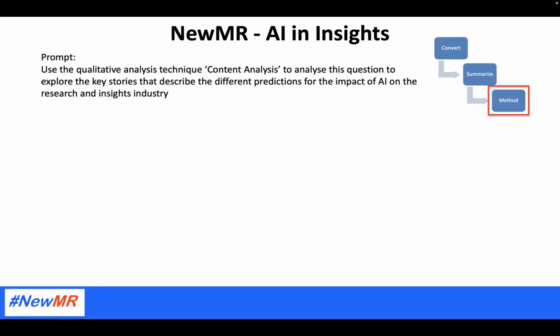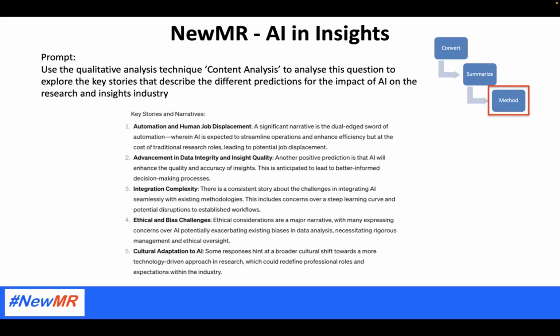So I could ask it to apply content analysis to analyze the questions. When it does that, it comes back with various categories. This is not about what it found. This is about how to do the process. You can look at the slides if you're interested in what it was finding. Job displacement, integration, ethical bias has come through.